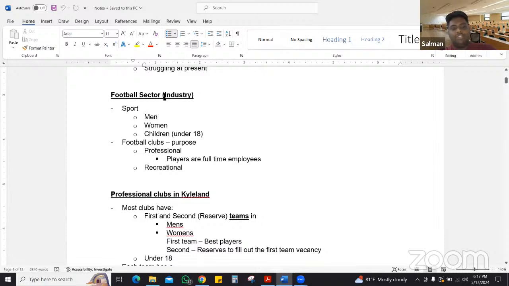If you look at the industry of football, professional football, this sport can be segmented into men's football, women's football, as well as children's football, which is under 18.